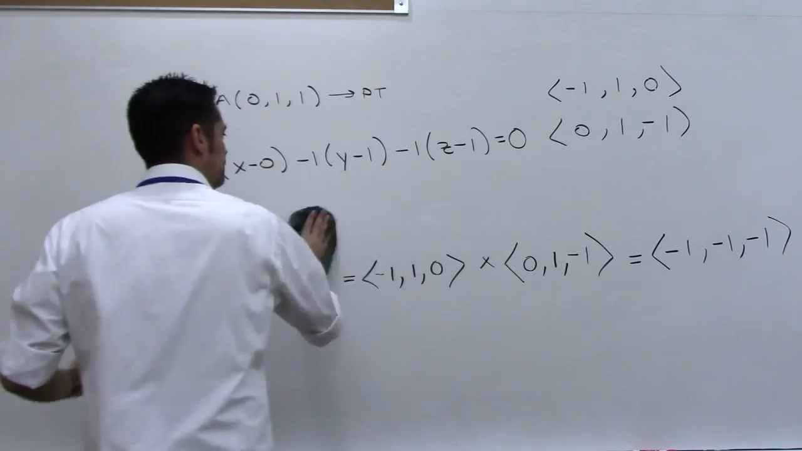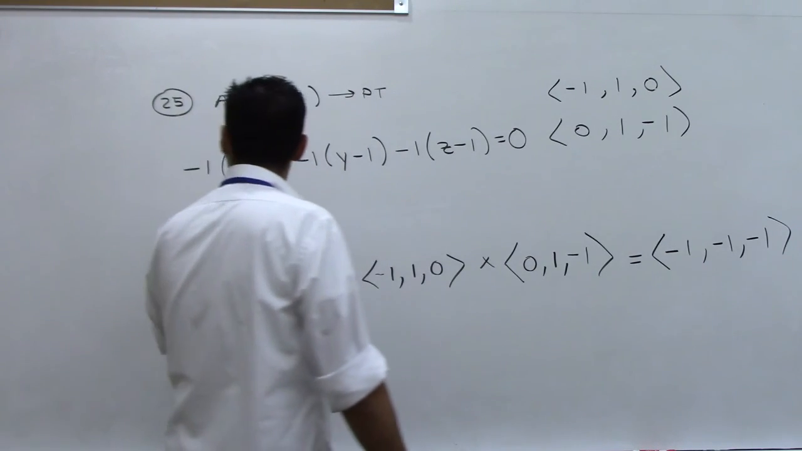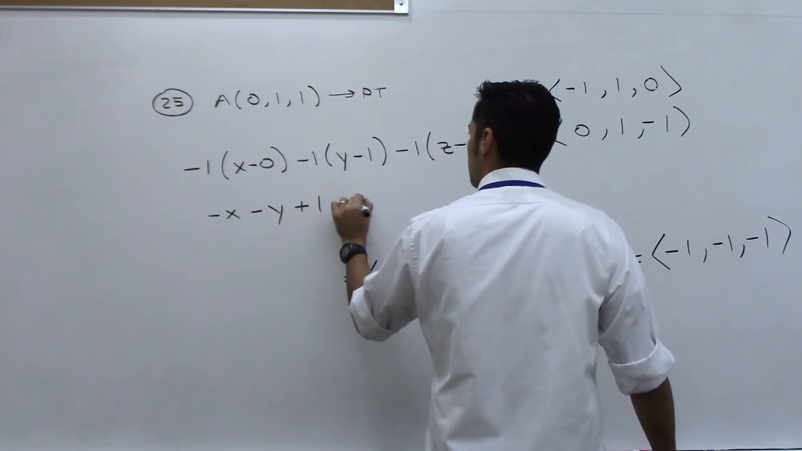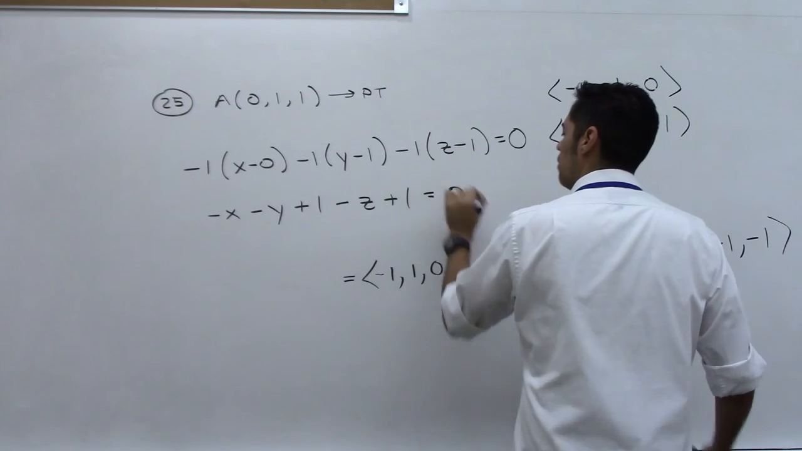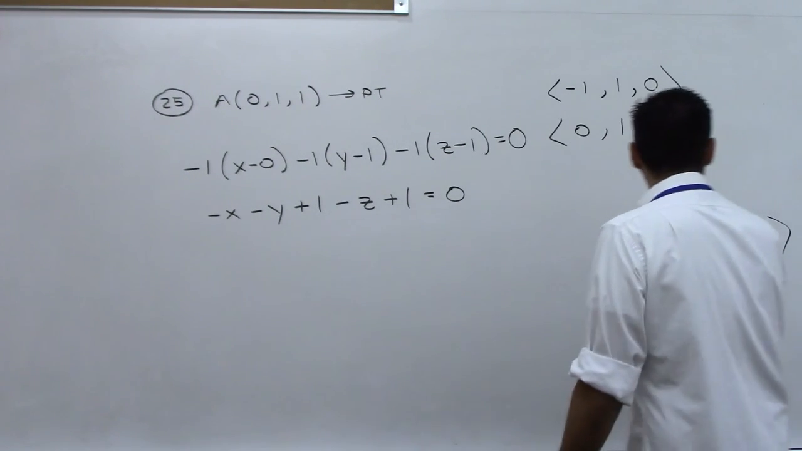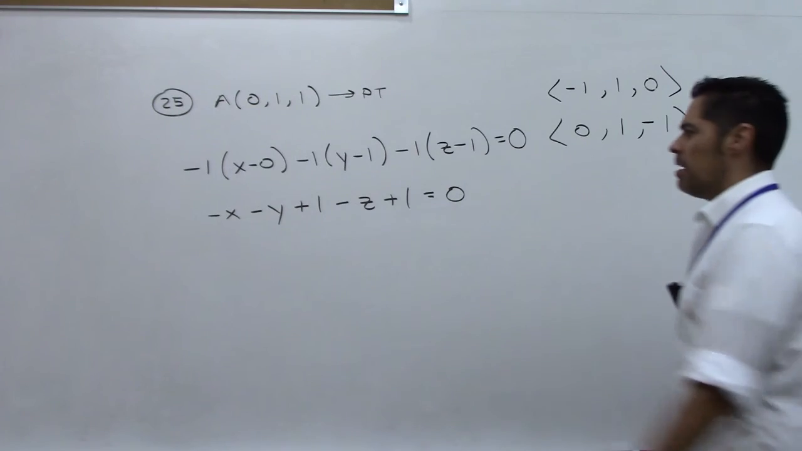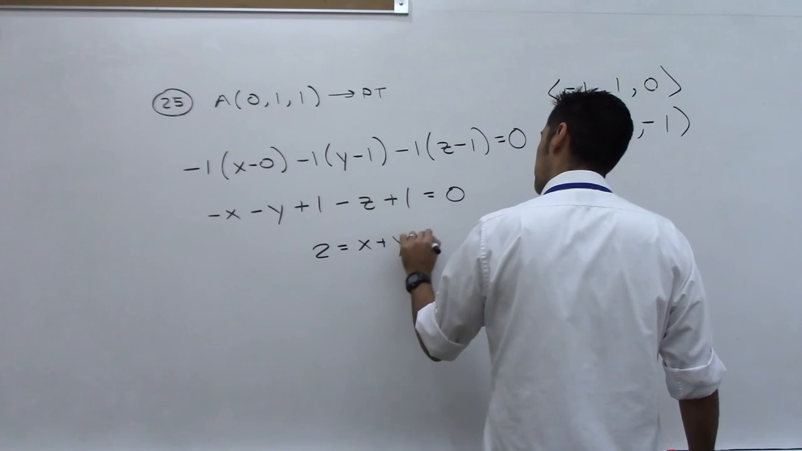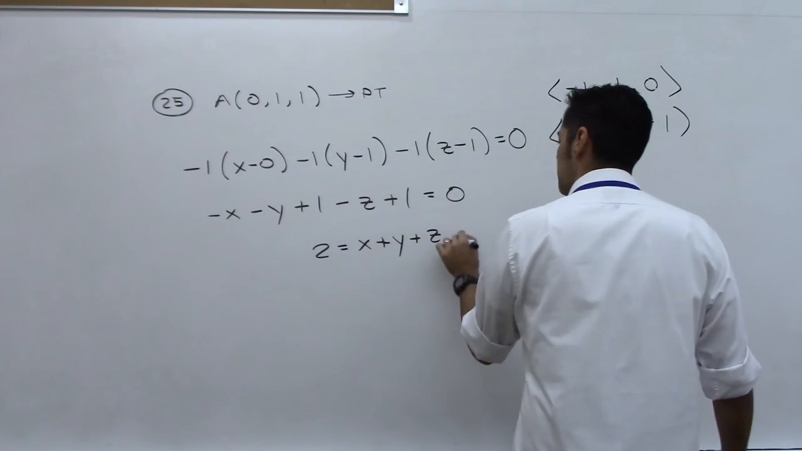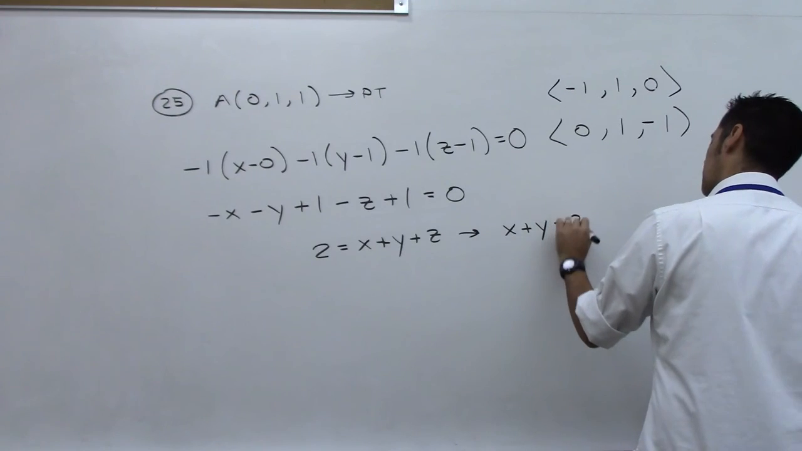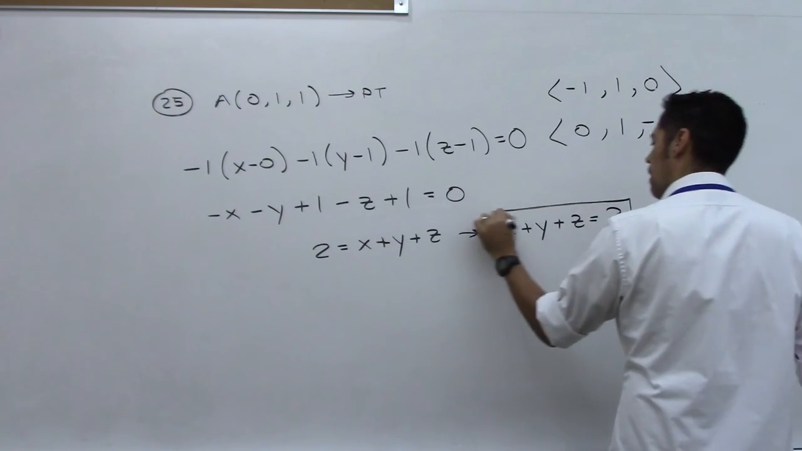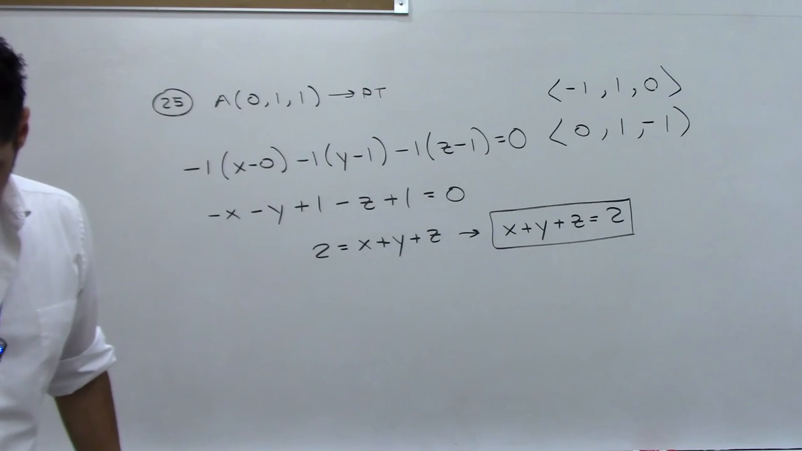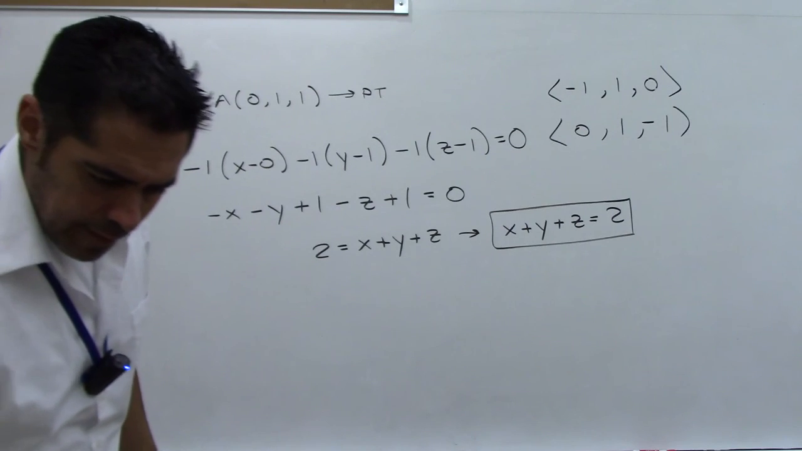And then at this point, I just distribute through, get negative x minus y plus 1 minus z plus 1 equals 0. And I need all my variables on one side. I could leave them on the left, but they're all negative. So why don't I move them to the right? The left side will be 2. Then I get x plus y plus z. And that's the same as writing it the other way, x plus y plus z equals 2. And that's it. That's number 25.